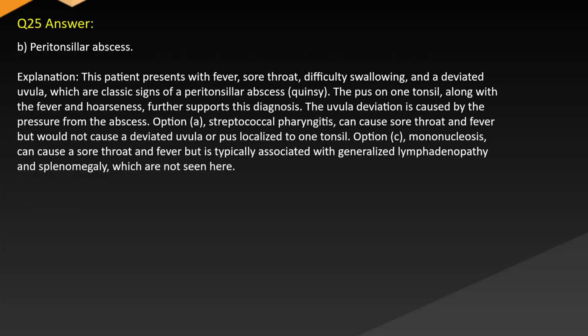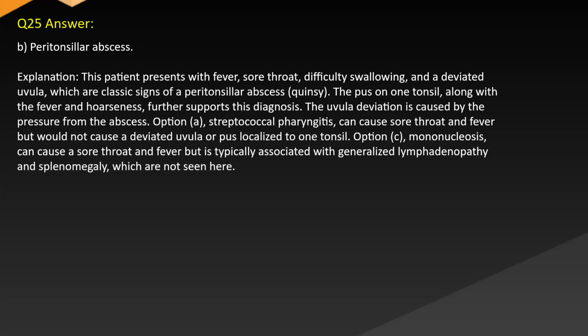Answer: B. Peritonsillar abscess. Explanation: this patient presents with fever, sore throat, difficulty swallowing, and a deviated uvula, which are classic signs of a peritonsillar abscess, quinsy. The pus on one tonsil, along with the fever and hoarseness, further supports this diagnosis. The uvular deviation is caused by the pressure from the abscess.